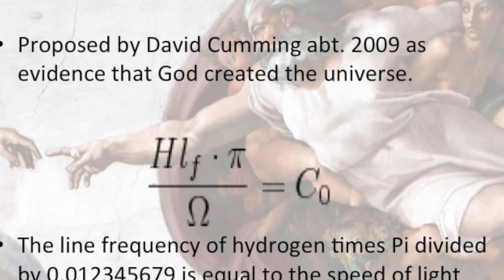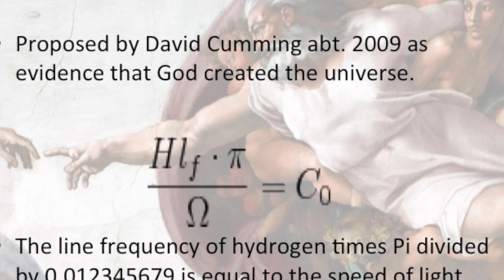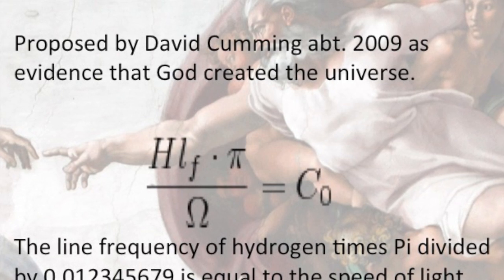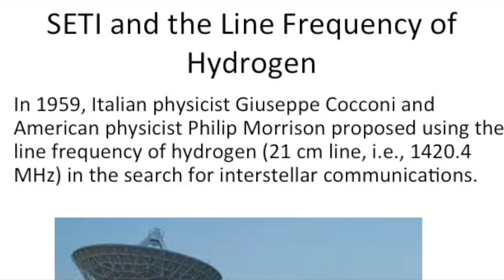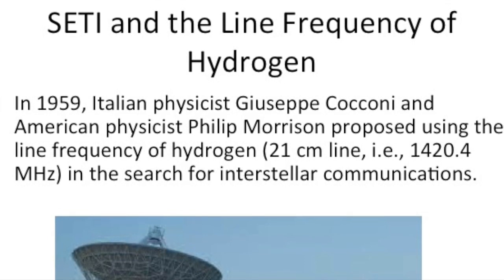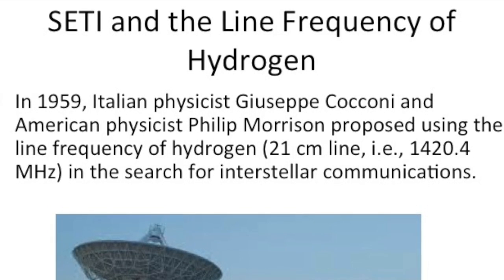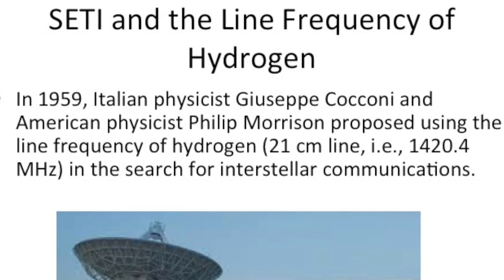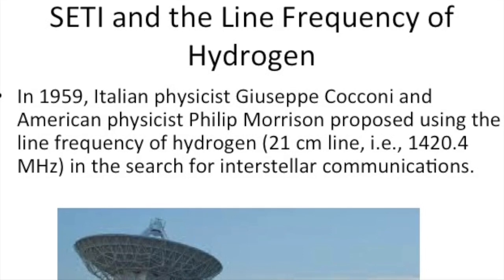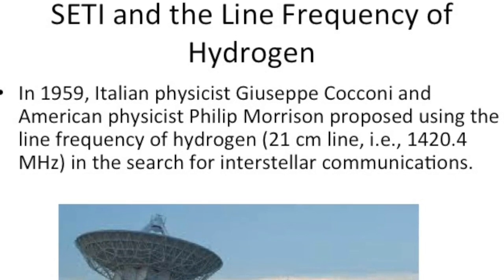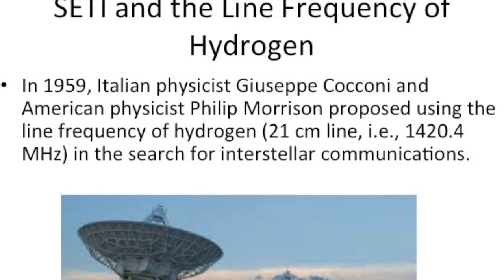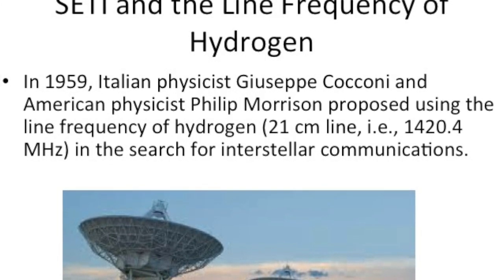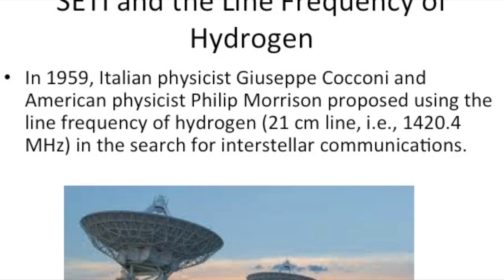To appreciate this equation, let's examine each part, starting with the numerator, the line frequency of hydrogen times pi. The first term in the equation is the line frequency of hydrogen. Hydrogen is the first element in the periodic table. It consists of one proton and one electron. It's very, very simple. It is also the most abundant element in the universe. The sun is composed mostly of hydrogen, or about 73%. It's the source of light for the entire solar system.